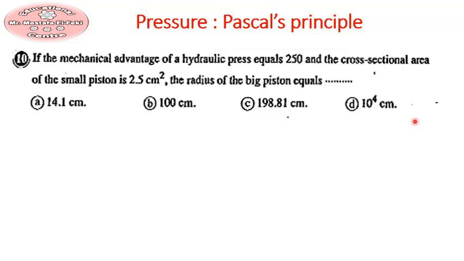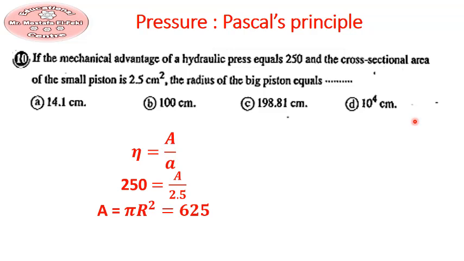If the mechanical advantage of the hydraulic press equals 250 and the cross-section area of the small piston is 2.5 cm squared, the radius of the big piston equals: at first, the mechanical advantage equals the big area divided by the small area. Then the big area, which equals pi r squared, equals 625. So the radius squared equals 625 divided by pi. Then by taking the square root, the radius equals 14.1.